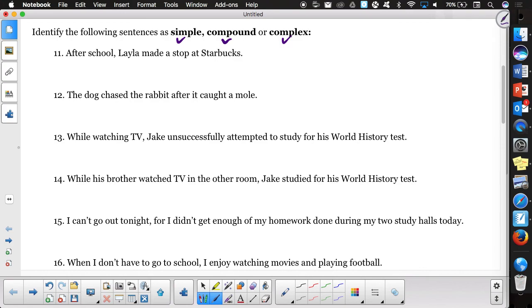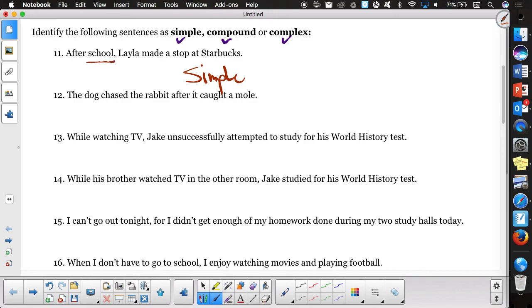After school, Layla made a stop at Starbucks. This one's a little tricky. What do you think, George? You're right, it's not compound. It's going to come down to simple or complex. How many want to go simple? Angelina's going simple. It was just Layla made a stop at Starbucks. Simple. Purposely started you with a tricky one. Sorry, George.